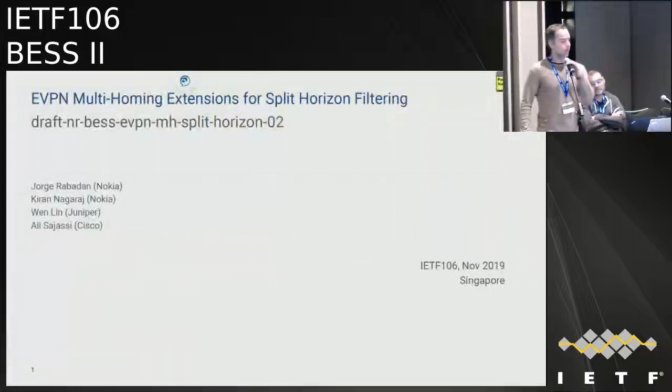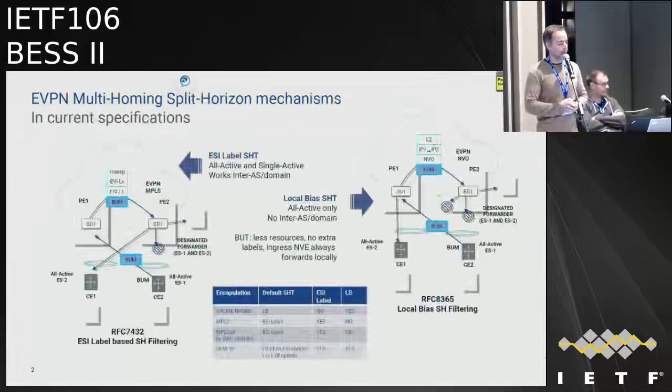Good afternoon. My name is Jorge Rabadan, Nokia. This draft talks about some very small extensions for split horizon filtering and EVPN multi-homing. What do we mean by split horizon filtering? In EVPN multi-homing, split horizon is basically the mechanism that avoids loops when you have all-active multi-homing.